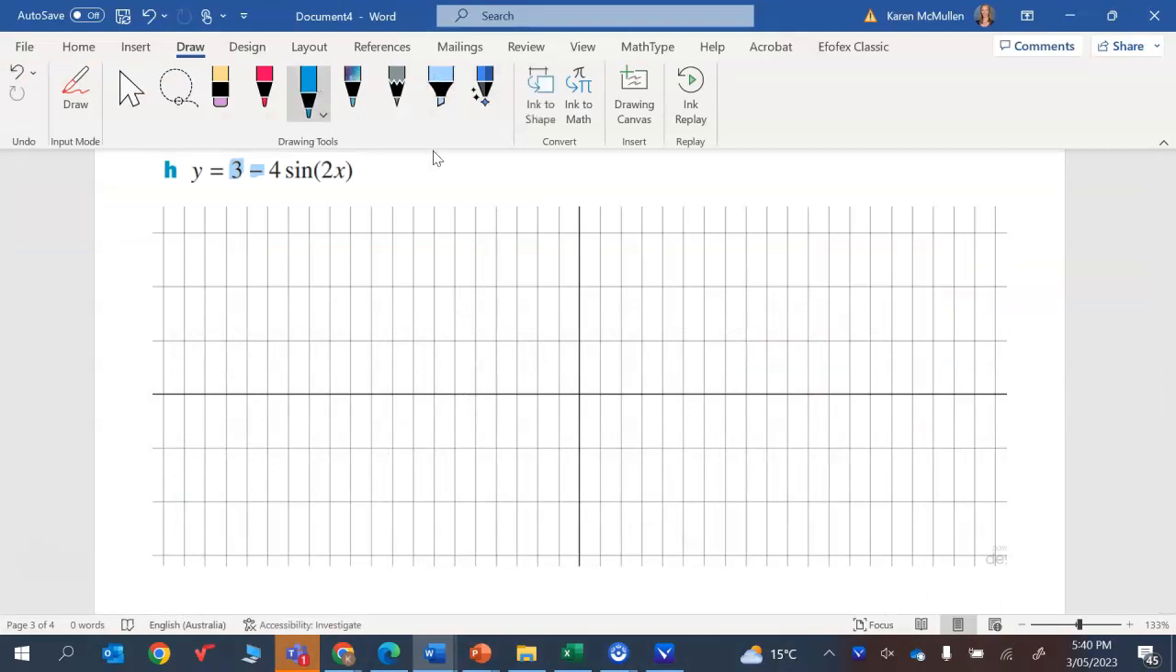By now you should know how to do your amplitude and your period. Our amplitude for this one is 4. It is not negative 4. Your amplitude has to be positive. The negative just tells us that it's been reflected. Your period is 2 pi on 2, and that simplifies to pi. And let's do our range as well. Before we started, our range was from -4 to 4.